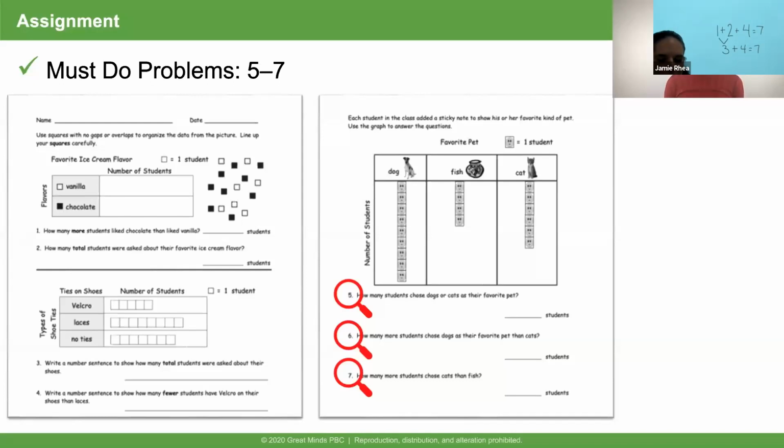Excellent work, mathematicians. Well, mathematicians, now it's time for the problem set. Your must-do problems are 5, 6, and 7. Remember to work hard for 10 minutes.